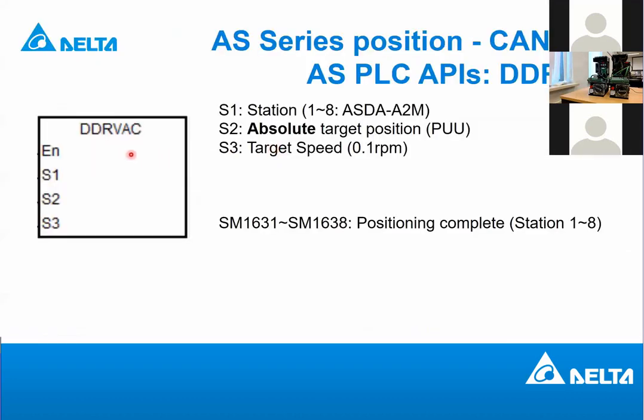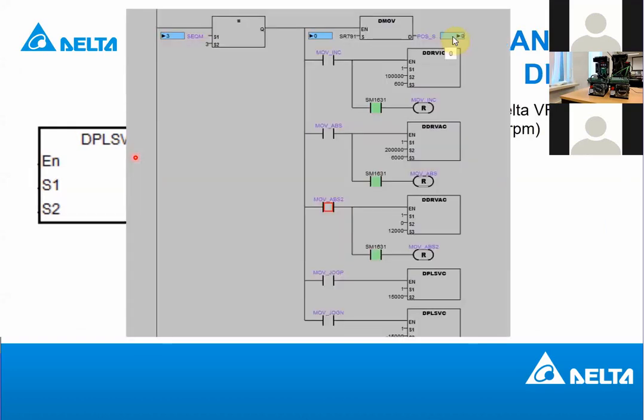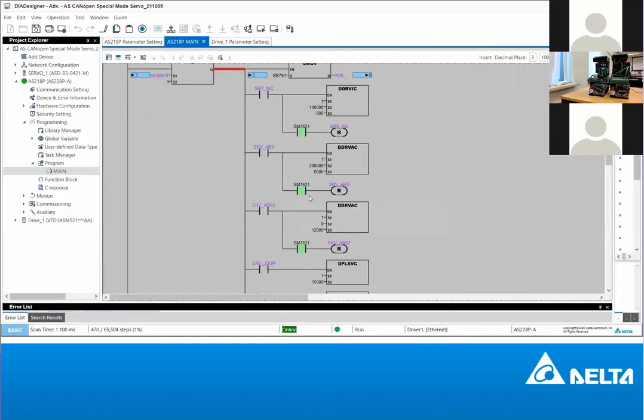The type of movement you use depends on the type of machine you are making, on what your machine is doing. Depending on your machine, you may need absolute movement or you may need incremental movement. The other one we're going to try is the speed movement. Let's try that.